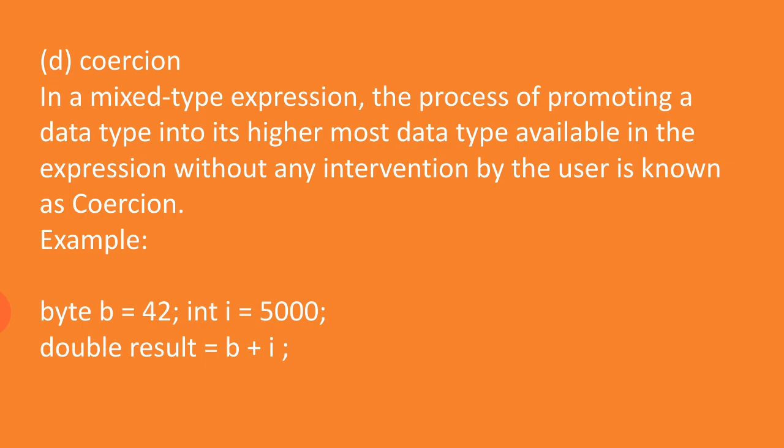So here addition of integer and byte is being done, and the final result is going to be assigned to result, whose data type is double, right? The sum of b and I will be promoted to the higher type, that is double. All right, so that is what we call coercion. Without the user's intervention it's being done, and that is also known as implicit type casting.